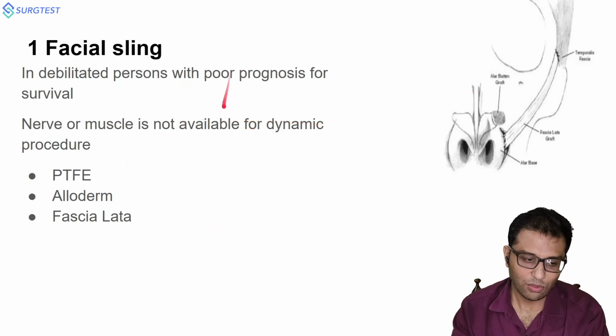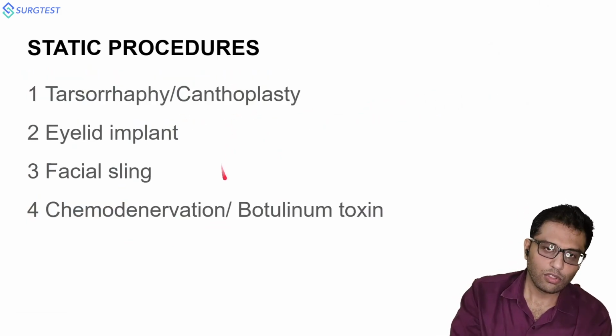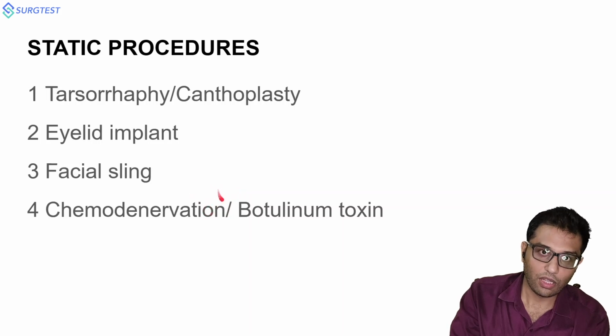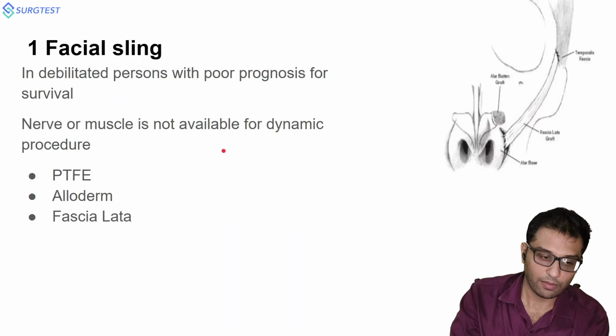So these static procedures are used when a patient cannot undergo a muscle transposition technique, or when a patient cannot undergo free muscle transfers. That is a debilitated patient, or a patient with poor performance status for general anesthesia. Then we use these static procedures.